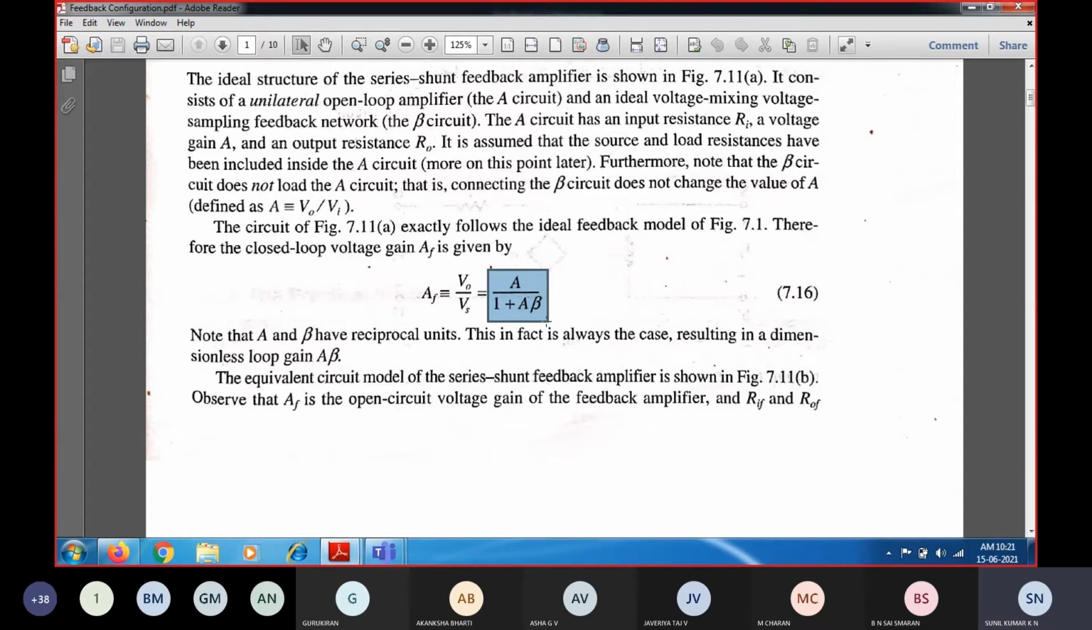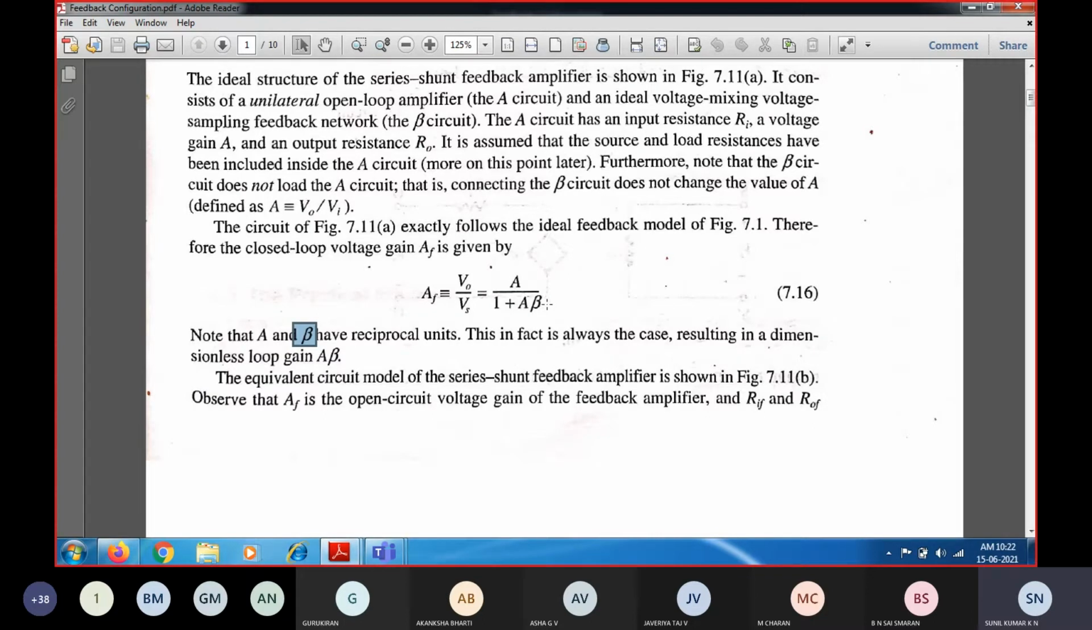Okay, and also we know from the previous oscillator circuits that A and beta give the loop gain. When you calculate the loop gain A into beta, A and beta will have reciprocal units. That means A will be equal to 1 over beta. Whatever amount the gain amplifies, the beta, that is the feedback network, is going to reduce the gain by that same factor.